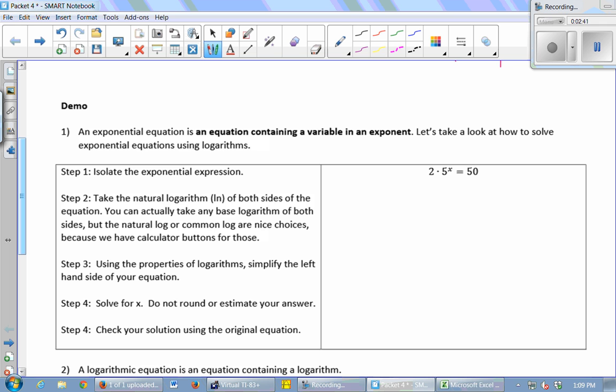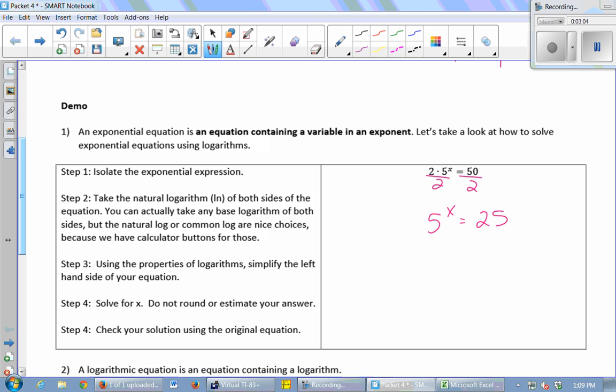My equation is 2 times 5 to the x equals 50. I want to isolate the exponential 5 to the x. How could I get rid of that 2? Divide by 2. So I just have 5 to the x equals 25. Step 2 is to take the natural logarithm of both sides of the equation.